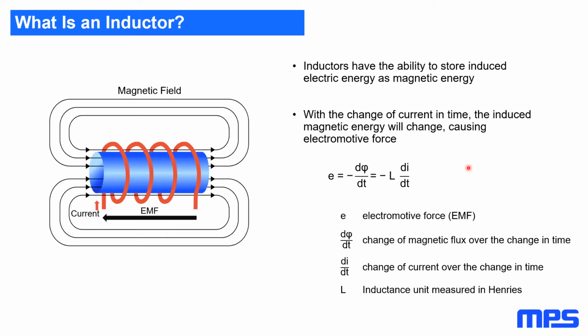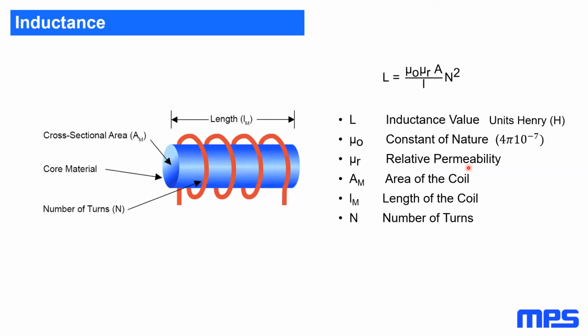But what is the inductance? The inductance is a parameter of the inductors, and it is measured in Henry. So the unit of inductance is Henry, and an inductor has inductance. We have several parameters for inductors. We have the permeability of the core material we're using. The constant of nature, which is the vacuum constant, so from free space, is close to 1. And the relative permeability depends on the core material we're using.